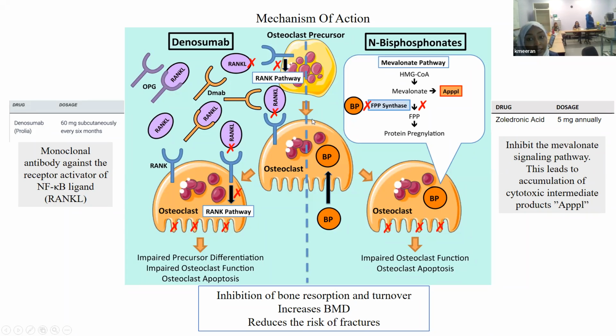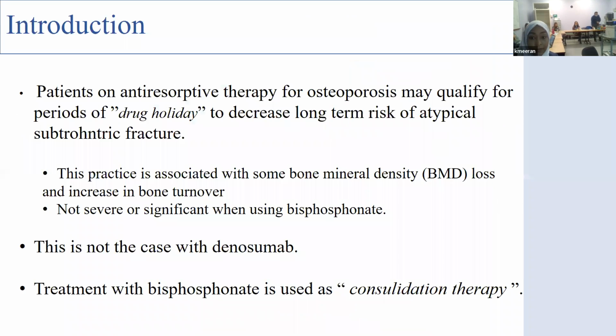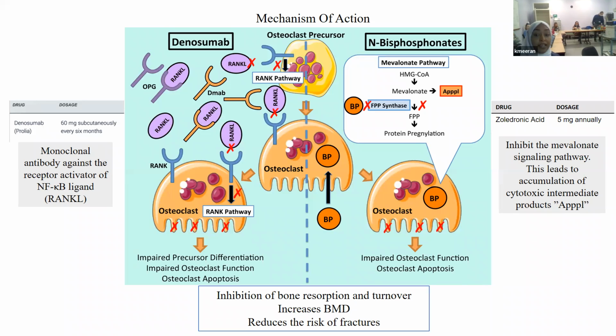On the other hand, the bisphosphonate, which is from our article today, inhibits another pathway within the mature osteoclast that as well ends up with the same effect of inhibiting bone resorption and turnover, increasing the bone mineral density and reducing the fracture risk for patients. So in the end, they both work on the osteoclast, yeah? Yes, okay. But denosumab has its effect on the precursors as well.